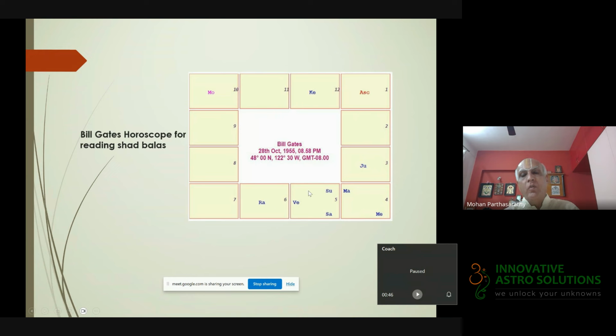Then we will go to two sample horoscopes: one is Bill Gates and the other Ratan Tata. If you see the Bill Gates horoscope, Bill Gates was born on 28th October 1955 at 8:58 p.m. His Lagna, the ascendant, is Midunam. The second house is owned by Moon. Moon is placed in the 10th house. It is in a strong position.